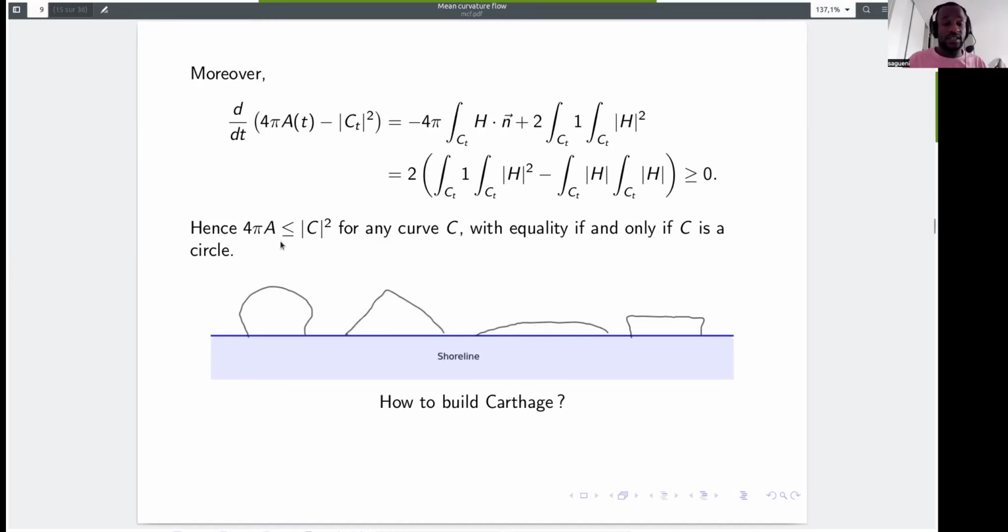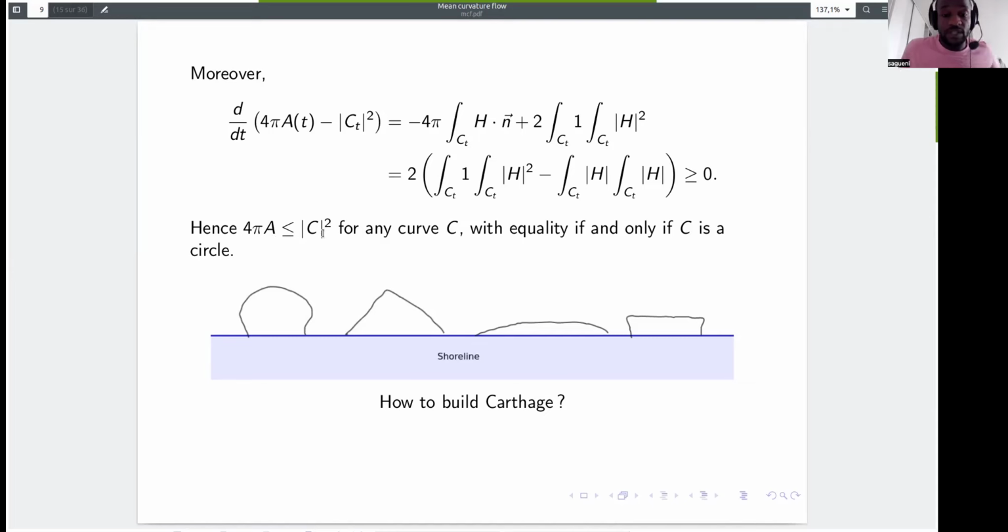Okay, so what does this mean? What does the isoperimetric inequality mean? It means that if you fix the length of the curve, the area inside it cannot go to infinity. It's bounded by the length of the curve to the power 2. Or if you fix the area inside the curve, the length of the curve cannot go to 0, so it must be bounded from below by the square root of 4 pi A.